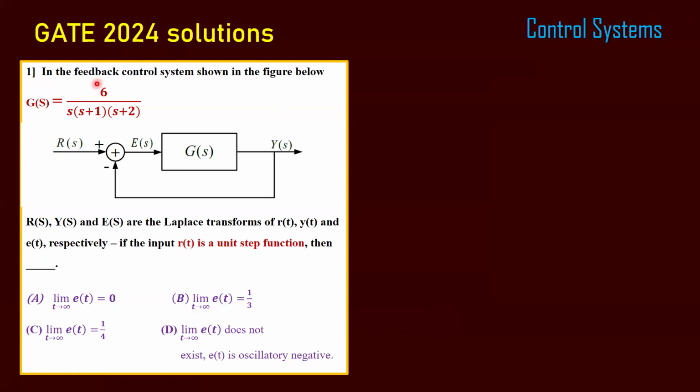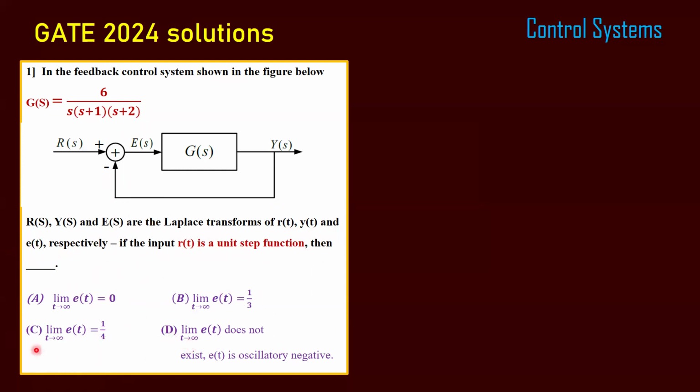First, I will read out the problem. In the feedback control system shown in the figure below, G of S, the forward transfer function, is given, and here R of S, Y of S, and E of S are the Laplace transforms of R of t, Y of t, and E of t respectively. If the input R of t is a unit step function, which one of the options is the correct one? The options are given for the error signal.